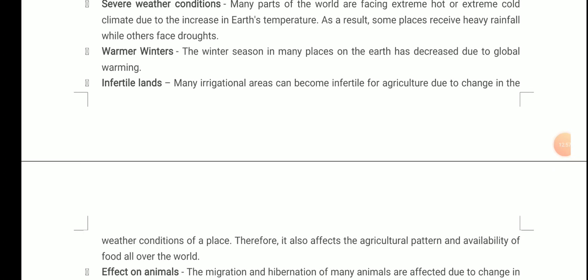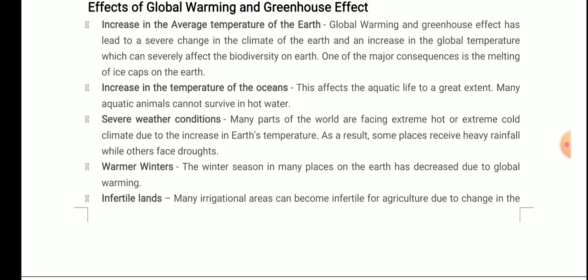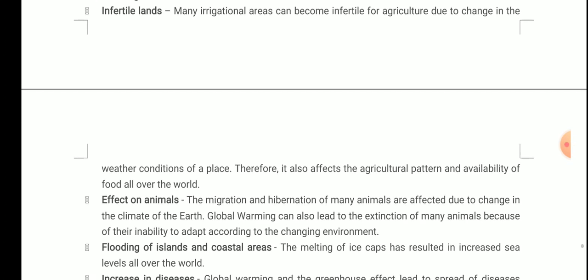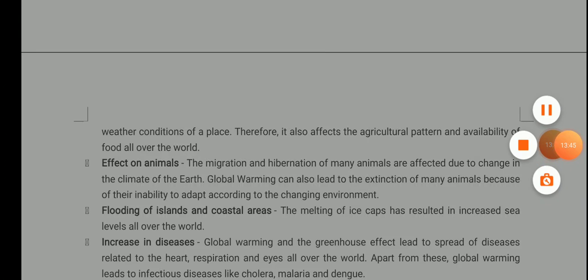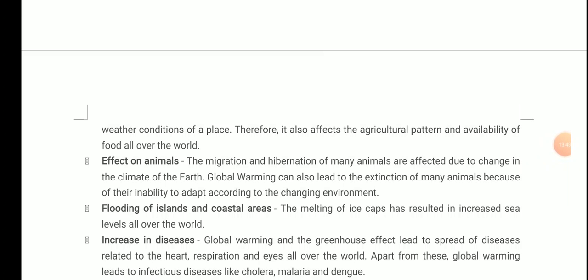Clear? So these are the effects of global warming. Read these points again, students. So I hope, students, the effects of global warming are clear to all of you.